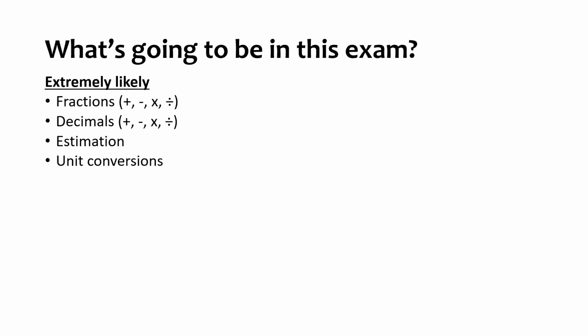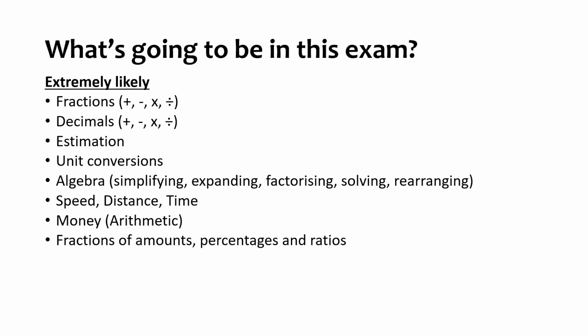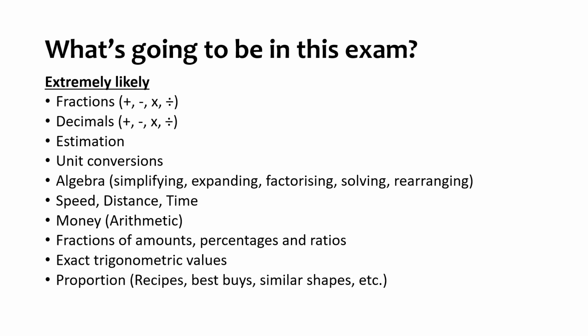You might also see some estimation, unit conversions, lots of algebra, speed, distance, time, money, fractions of amounts, percentages and ratios, exact trigonometric values, which you might not have studied, but will only probably be 1 or 2 marks, or proportion. Lots of these things are extremely likely in the non-calculator paper, and we see them every single year coming up in paper 1. If I was going to recommend the most important thing to make sure you're confident with, it'd be those top 2 things. Even if there is no specific question doing those, you might have to do them in other questions.